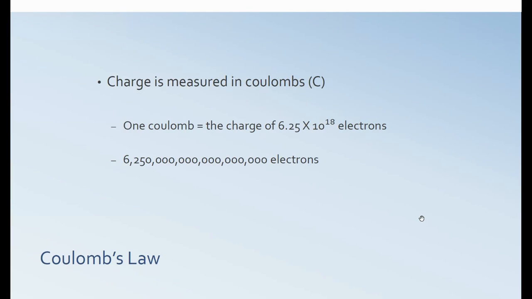We also measure charge in coulombs, and 1 coulomb is the charge held by 6.25 times 10 to the 18th power electrons. And you can see that's a whole lot of electrons if we write out our number in conventional numbers.